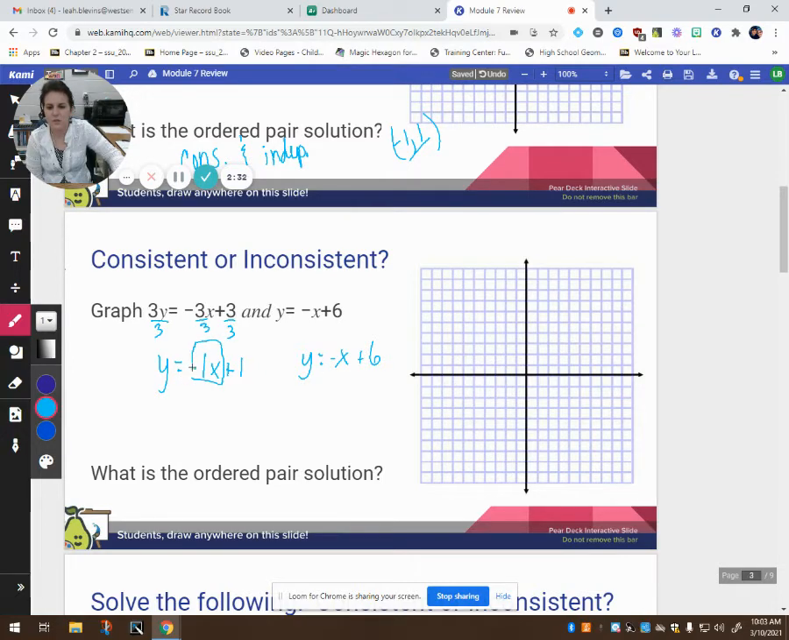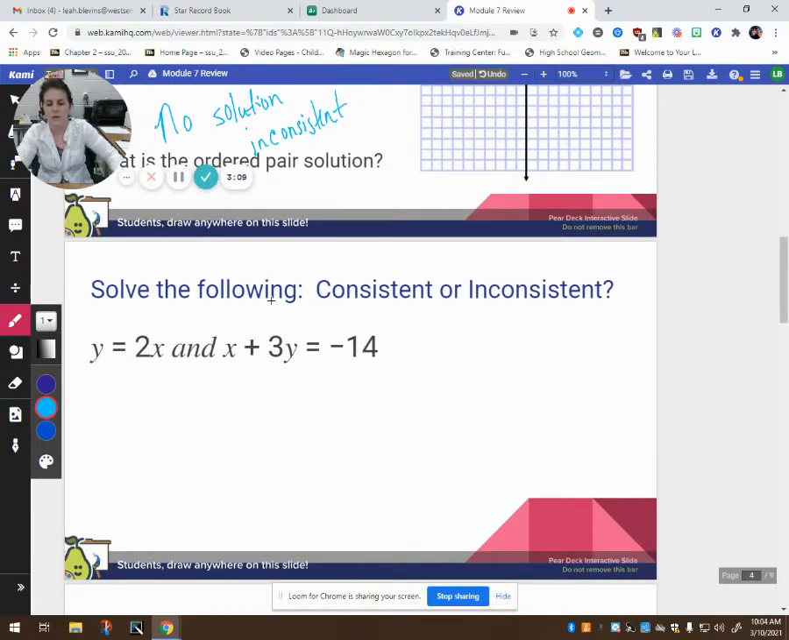How do I know this? Well, let's look at my slope. The slope of both lines is negative 1. So they have the exact same slope, but then they have different y-intercepts. So that tells me that one's starting at positive 6, one's starting at 1, and they're going up and over at the same rate, or they'd be going actually down because they have a negative slope. So they're never ever going to touch, they're never going to meet. So there is no ordered pair solution. There is no solution, period. So we say that because there is no solution, the system is inconsistent. It's an inconsistent solution or system.